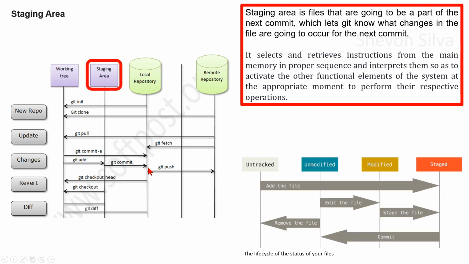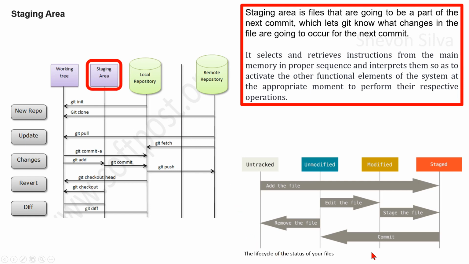Now we are focusing on the staging area. The staging area is the files that are going to be a part of the next commit, which lets Git know what changes in the files are going to occur for the next commit. It selects and retrieves instructions from the main memory in proper sequence and interprets them so as to activate the other functional elements of the system at the appropriate moment to perform their respective operations.